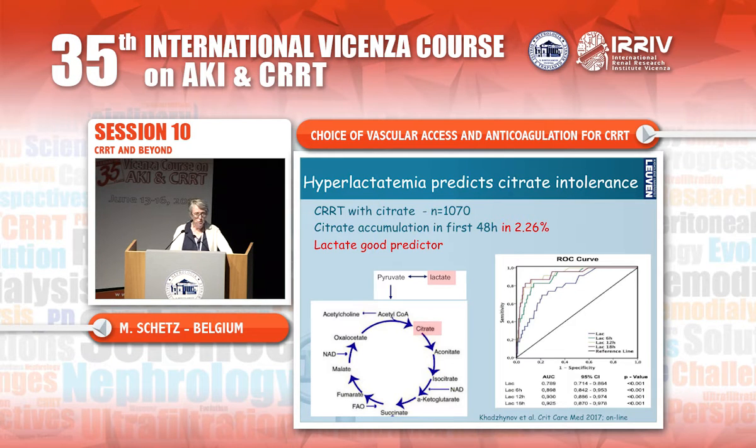First of all, in this general ICU population, the incidence of citrate accumulation is low, less than 3%, so it's not that big a problem. And here too, lactate appeared to be a good predictor of citrate accumulation, which is also not surprising because lactate and citrate use the same metabolic pathway in the Krebs cycle.